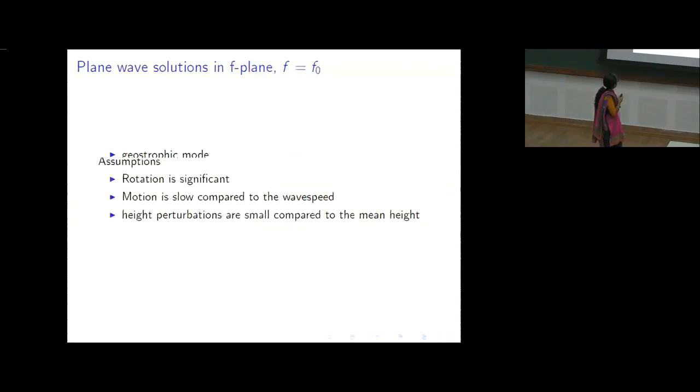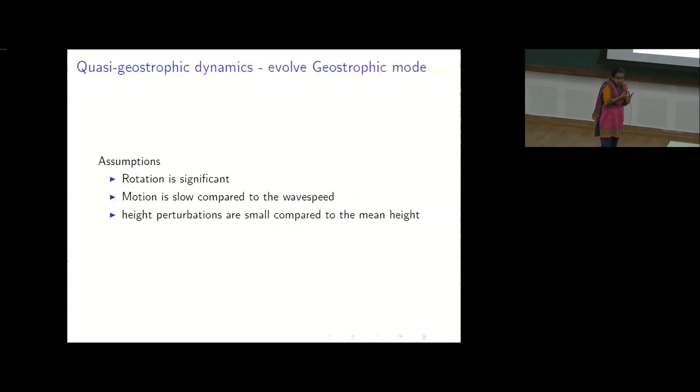Quasi-geostrophic dynamics is the evolution of the geostrophic mode, which means the sigma equal to 0 mode. We try to evolve on what happens. So we have to take a few assumptions to do that. First, we deal with cases only where the rotation is significant, which means the length scale in the problem is large enough. The motion is slow compared to the wave speed, and height perturbations are considered to be small.